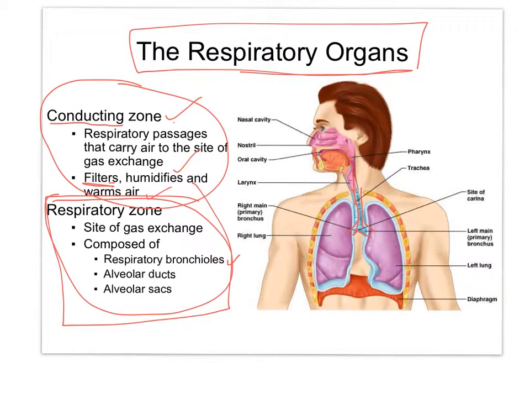So these are the very small branches of the bronchioles in the lungs, the alveolar ducts and the alveolar sacs. And this is the place where oxygen is going to go from the alveoli into the blood, and the CO2 is going to go from the blood back into the air sacs and is going to be then exhaled out of the passageway.